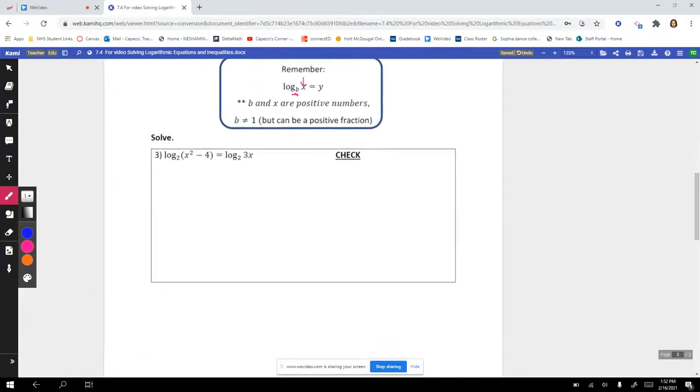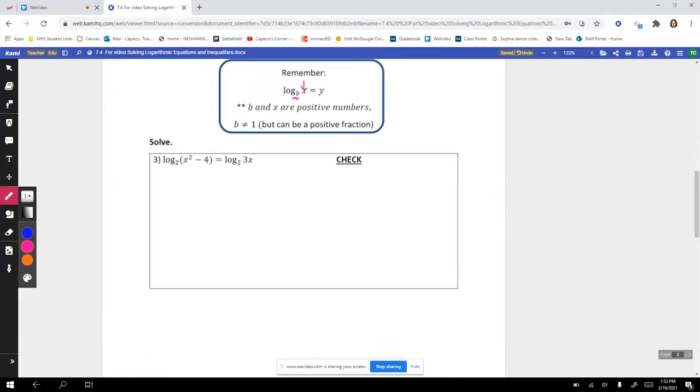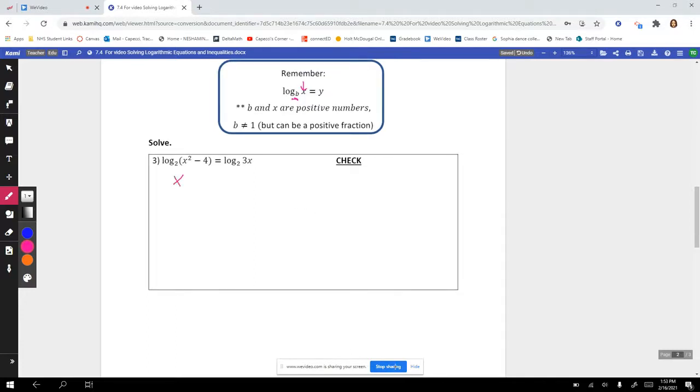Okay, so let's look at number 3. Our bases are the same, and we're asked to solve. So I can just set x squared minus 4 is equal to 3x. Now remember, every time they have the second power, you're going to bring everything to one side. And then you're going to try to see if you can factor it. So I have x squared minus 3x minus 4 is equal to 0.